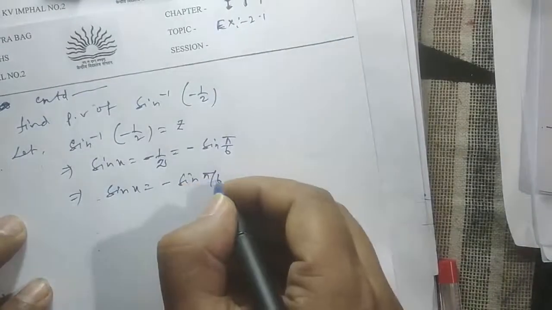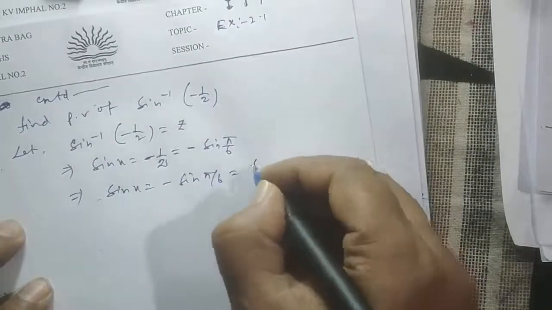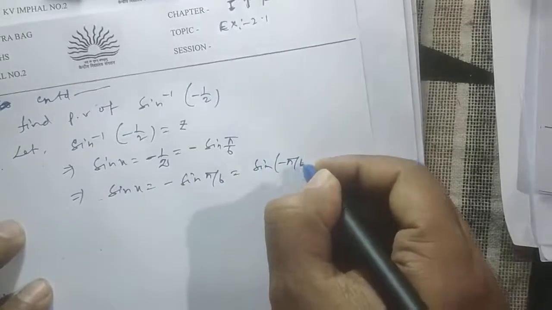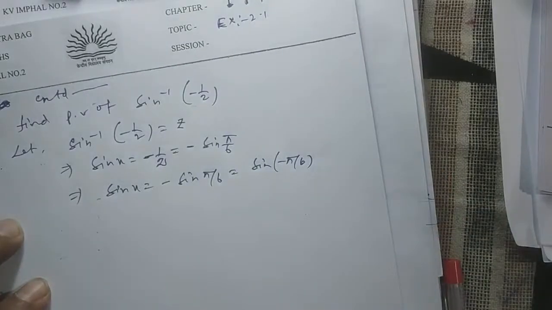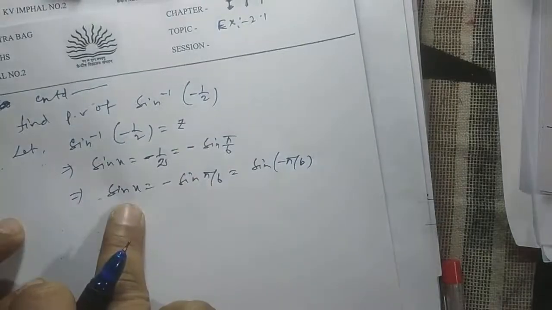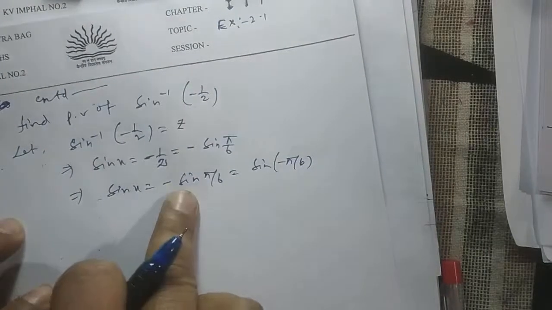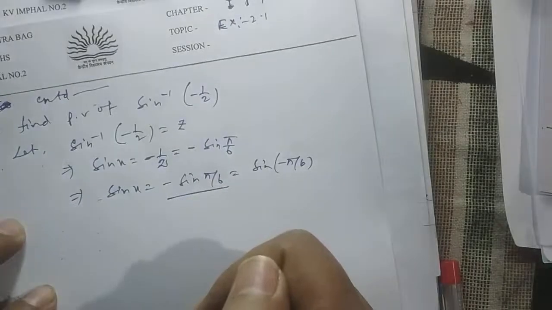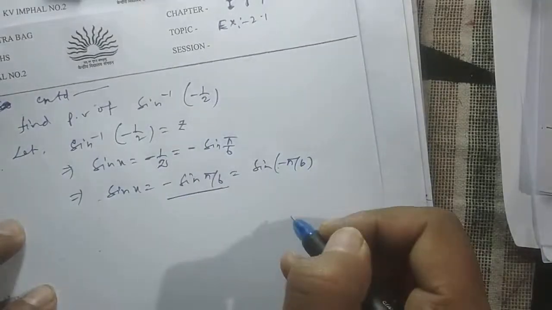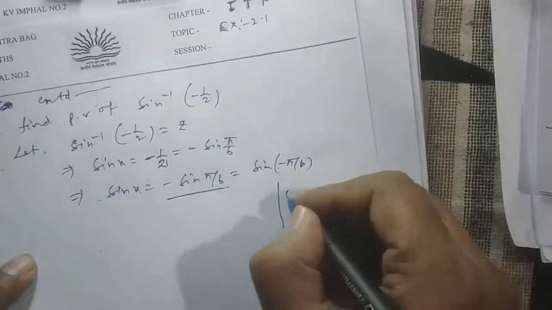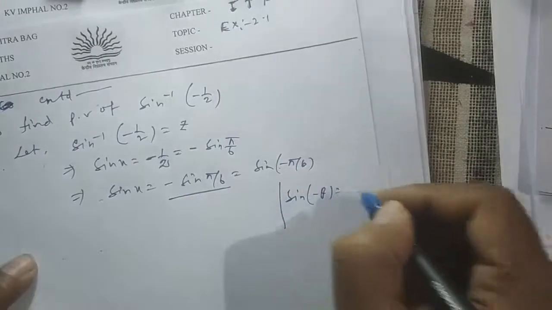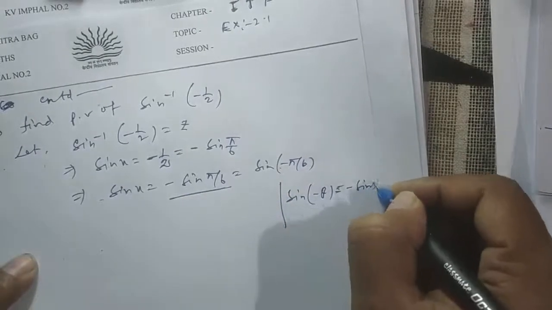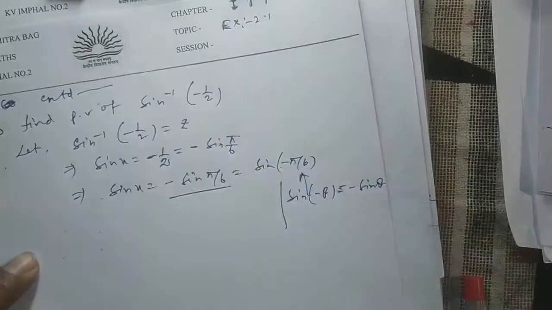Now this minus sin pi by 6 can be written as sin of minus pi by 6. Understood? Again I am saying, ultimately we have got sin z equals minus sin pi by 6, and this minus sin pi by 6 can be written as sin of minus pi by 6, because you know sin of minus theta is minus sin theta, correct? By using this formula.